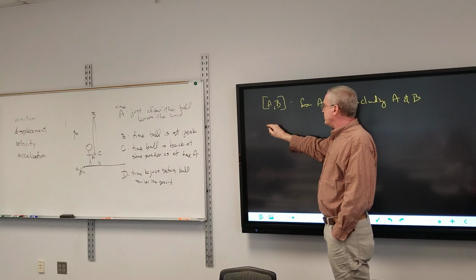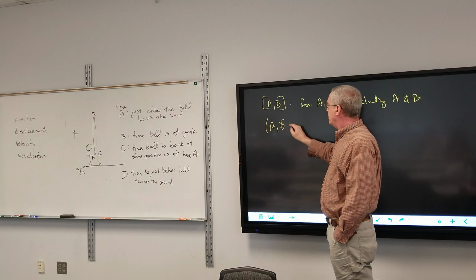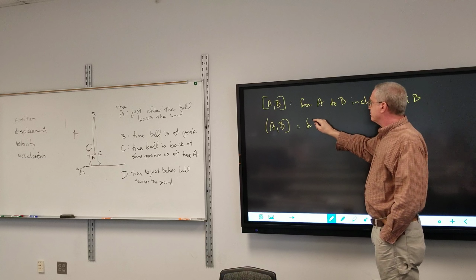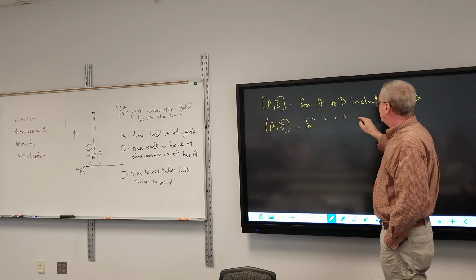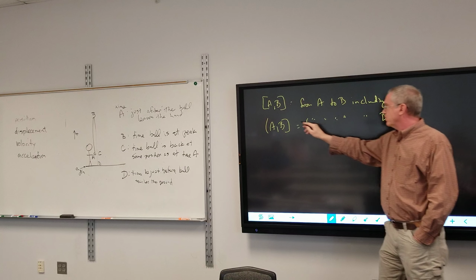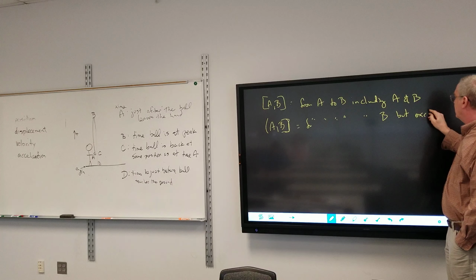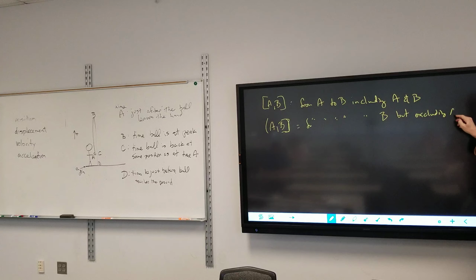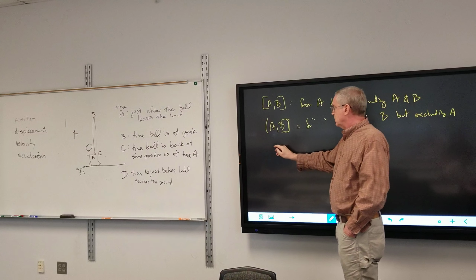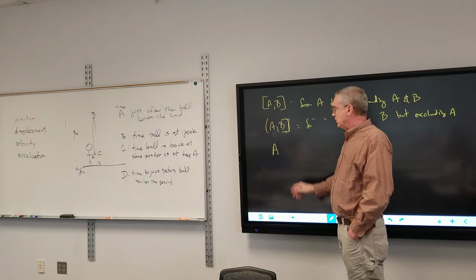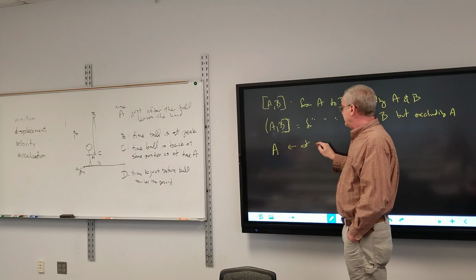If I use a parenthesis, so (A, B], this means from A to B, including B, where I've got the square bracket, but excluding A. So parenthesis means I'm not including that endpoint, the square bracket means I am including that endpoint, and if something happens at just point A, I would just write A. So this is only at time A.